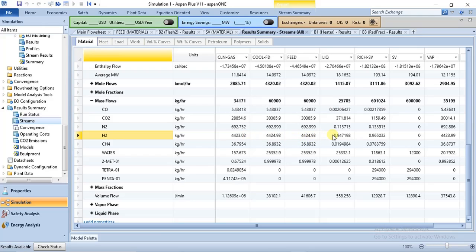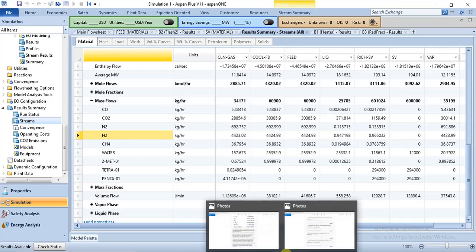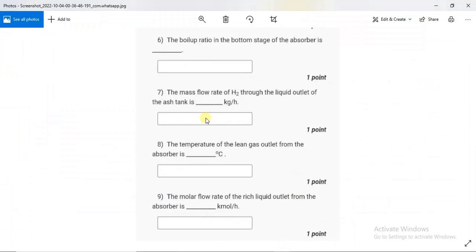So the mass flow rate, from what I'm seeing, is 0.947198 for hydrogen in the liquid outlet of the flash tank, right? So that's the answer, 0.947198. Yes, that's it. So that is for this one.